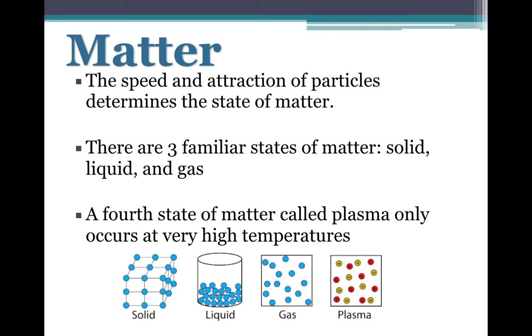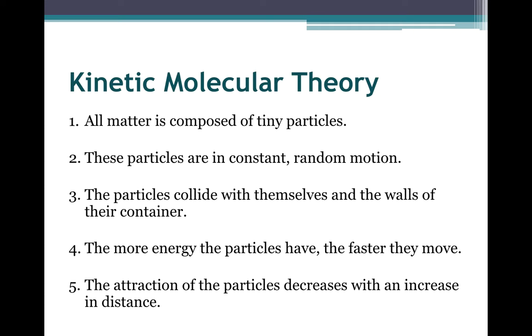So, how fast these particles are moving and how much they are attracted to each other will determine the state of matter. You're probably familiar with the 3 main states of matter, solid, liquid, and gas, but there is also a 4th state of matter, plasma. This phase only occurs at very high temperatures. We are going to talk about how the particles are moving within each of these states of matter in just a moment. But first, the Kinetic Molecular Theory.